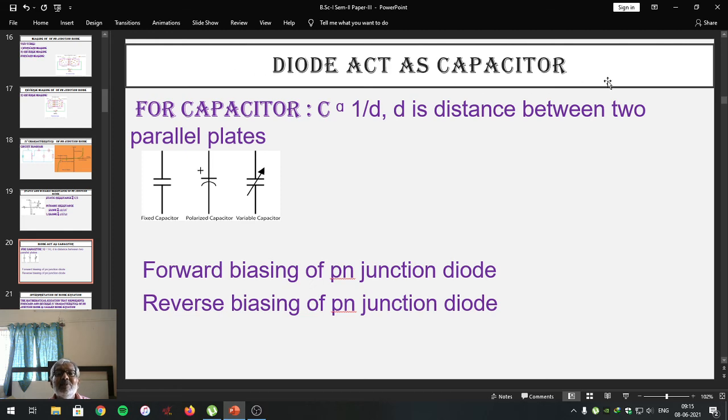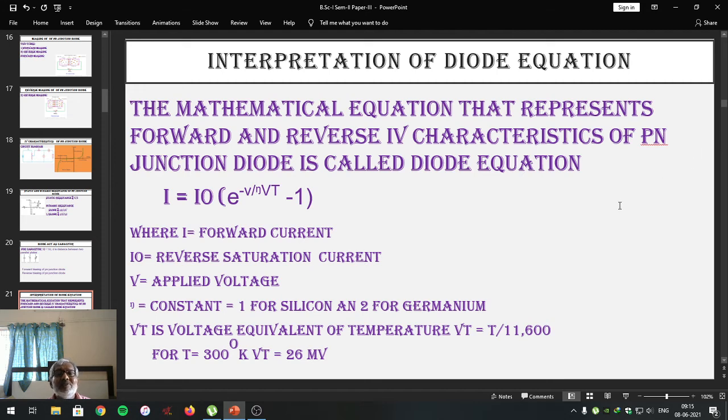Dear students, let me proceed a step ahead. The working of a p-n junction diode is represented by means of an equation. That equation is known as the diode equation. We are going to study its interpretation under the title interpretation of the p-n junction diode equation.